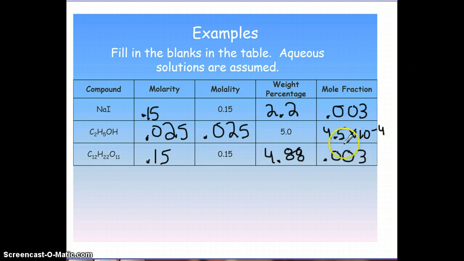So it'd be good to look at the chart and get some comparisons. You see that molarity and molality are going to be the same because we're not dealing with solutions that are at high temperatures. And you also see that if they have the same molarity and molality, they're also going to have the same mole fraction. So the only thing that changed there was the weight percentage. So interesting things to look at.